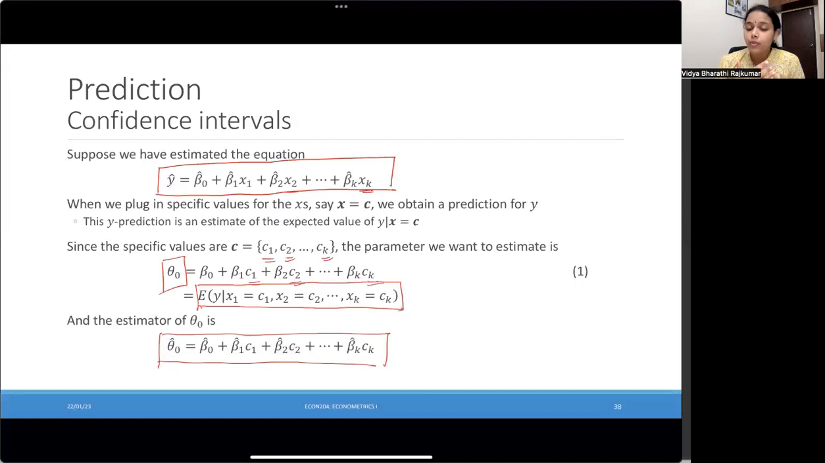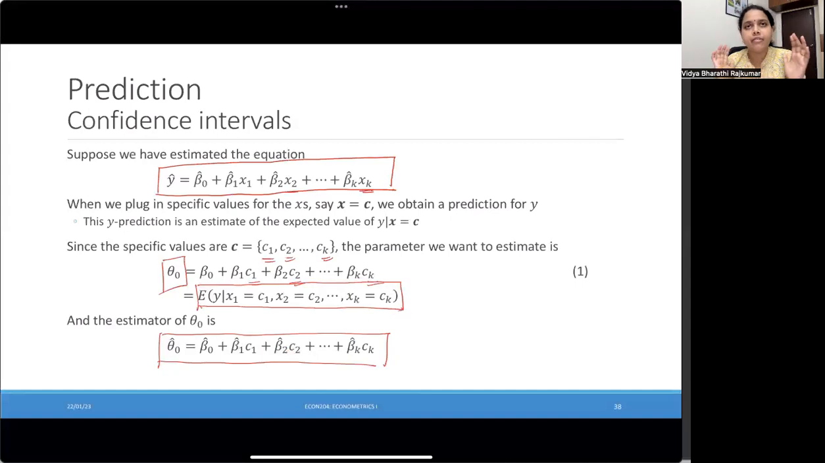Now, we know that when you take different samples from the population and estimate the same relationship, you're going to get different regression lines. Of course, in practice we don't do that, but this is a theoretical thought experiment to motivate what we're going to do next. Different samples give us different regression lines, and with different regression lines, I'm going to get different theta naught hats.